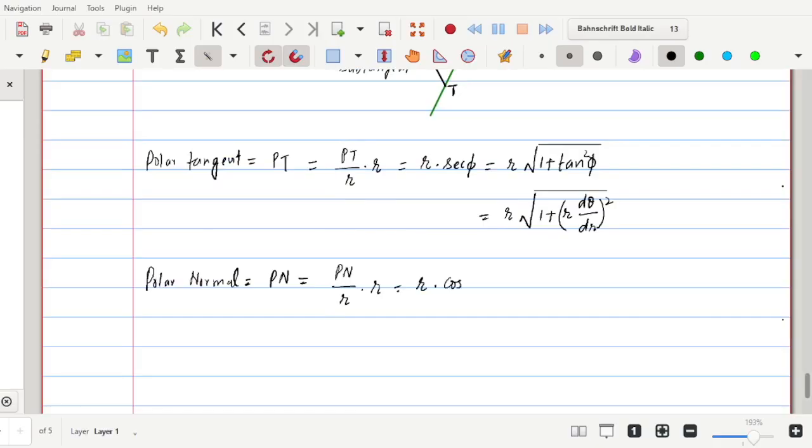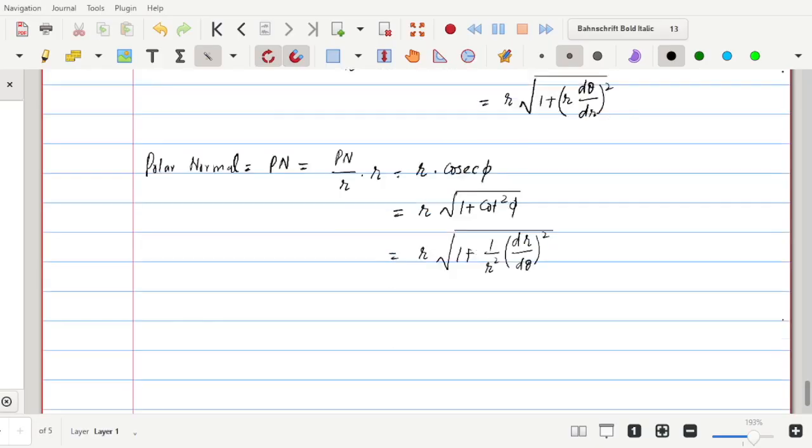So hypotenuse by perpendicular, we know that is equal to cosec phi. So this is equal to r cosec phi. And we already have the value for cosec phi in terms of cot square. So this is equal to r square root of 1 plus cot square phi. And then we have this tan phi, which is equal to r d theta by dr. So cot phi will be its reciprocal, so we can write this in this way: r square root of 1 plus 1 divided by r square, dr by d theta whole square. So this is how we evaluate the polar normal.